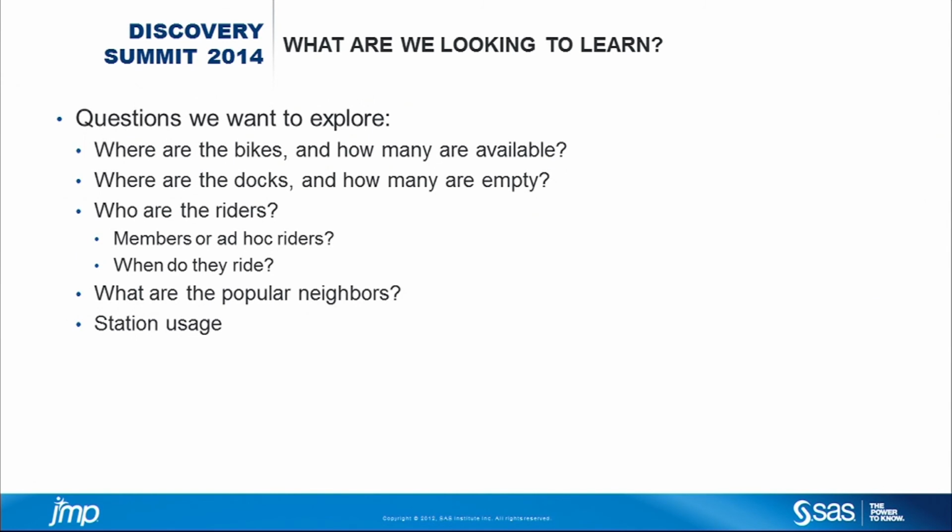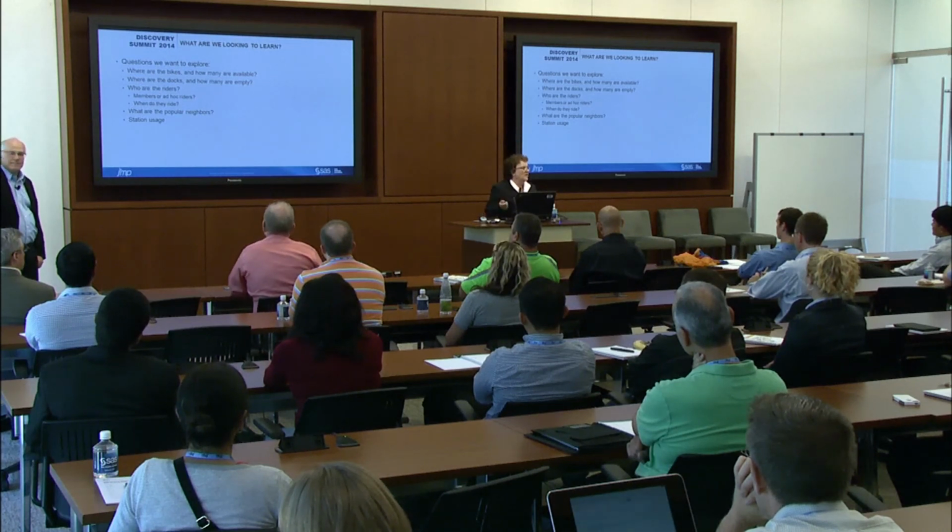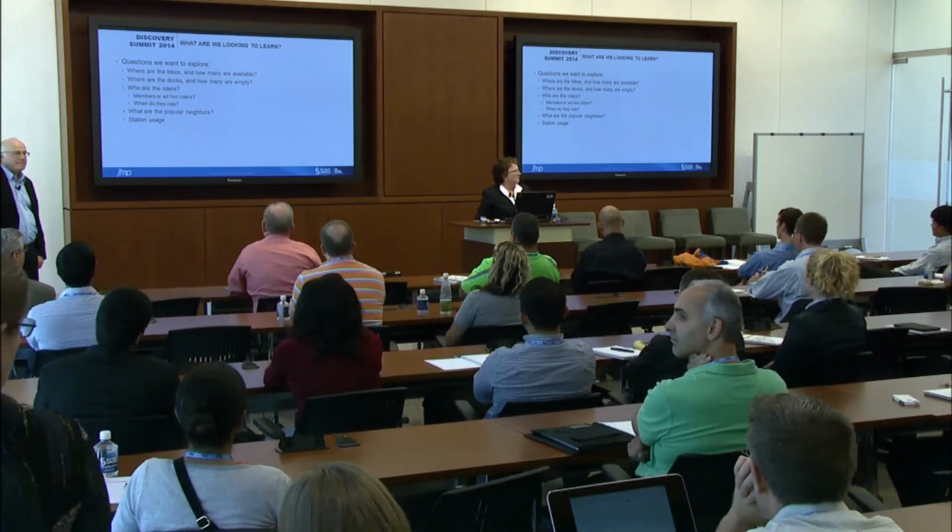So what do we want to explore? What do we want to learn? Well, where are the bikes and how many are available? What are the docks and how many are empty? Who are the riders? Are there more males? Are there more females? Or tourists? Who rides and rents these bikes? What day of the week do they rent them? What are the popular neighborhoods? Are more people going from Union Square to Grand Central Station or Penn Station down to the financial district? Where's the ridership pattern and what happens with the availability of these bikes? And of course, overall station usage over time.